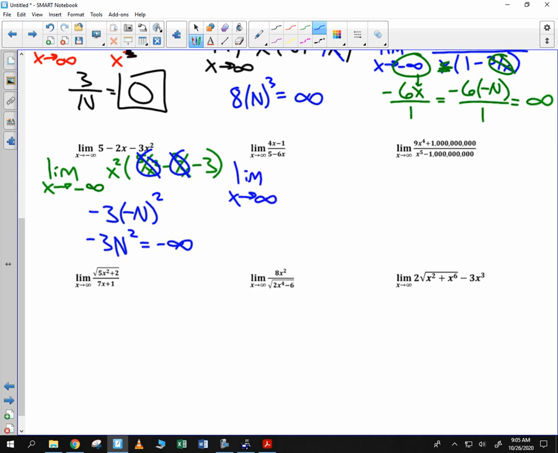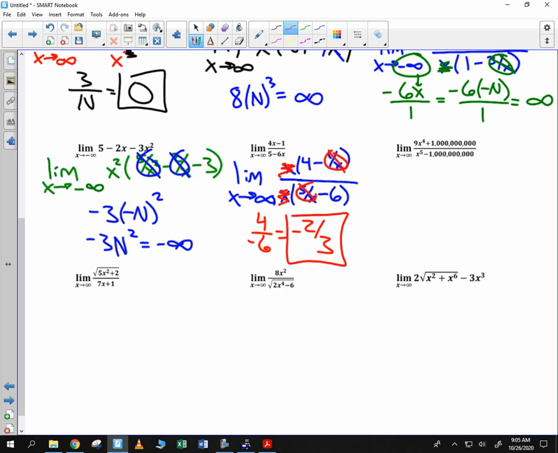As x goes towards infinity, you're going to factor out an x out of the top. You're left with 4 minus 1 over x. And the bottom, factor out an x, and you are left with 5 over x minus 6. Notice how these two are gone. Those two go away. And so you get 4 over negative 6, which is negative 2/3. And if you want to confirm your result, go ahead and graph that. I promise you'll get it.